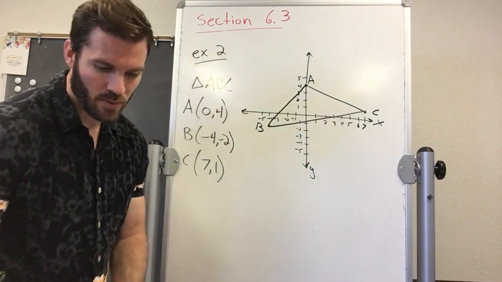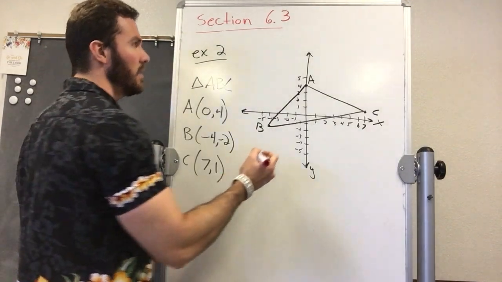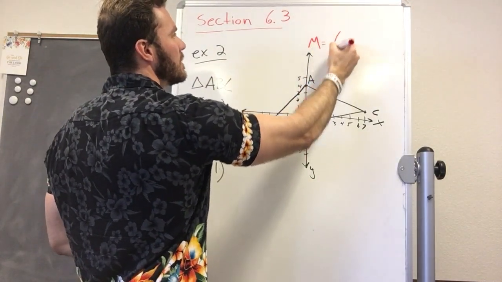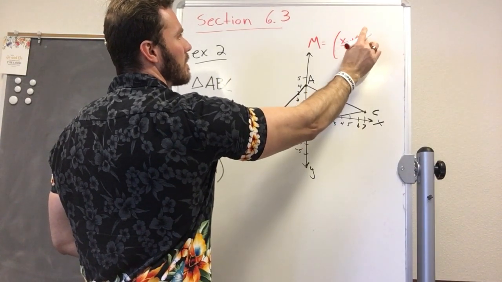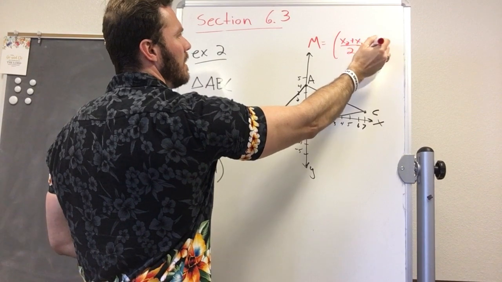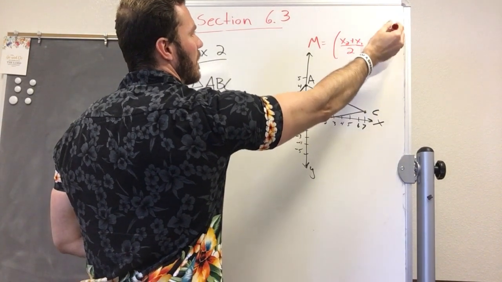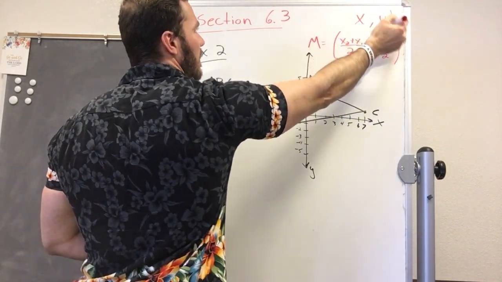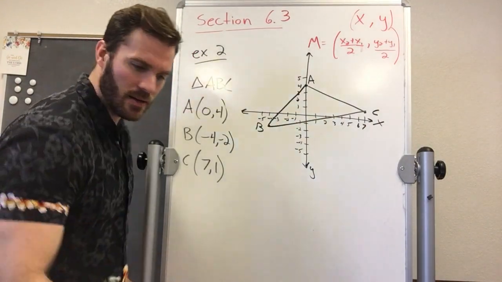Now I already taught you the midpoint formula. Let's do it again. The midpoint formula, big M equals ((x2 plus x1) over 2, (y2 plus y1) over 2) in parentheses. So it's like an x, y coordinate. Now let's do that.